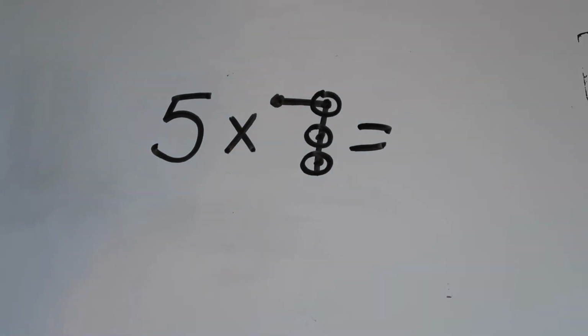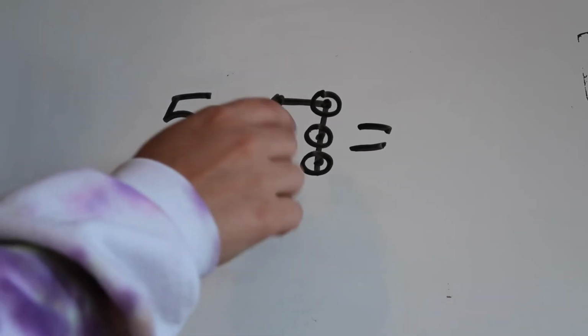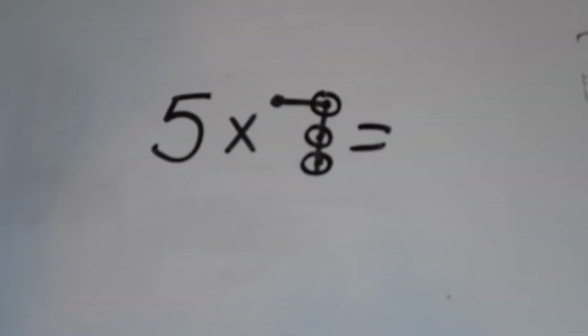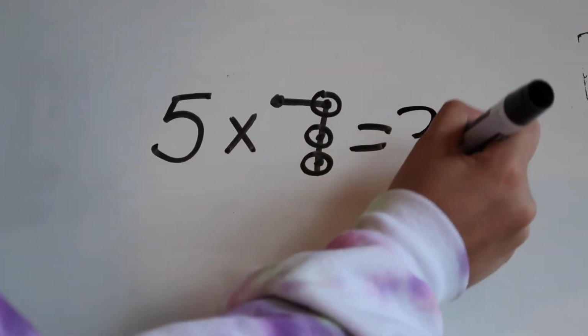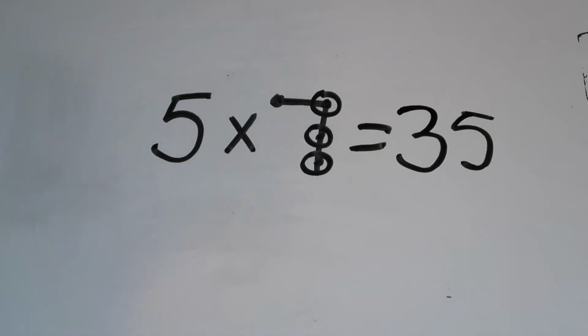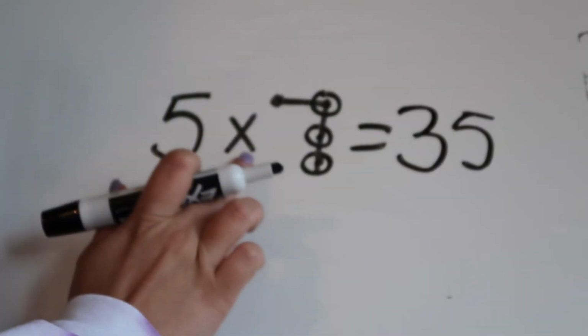So, same thing, I'm going to use my touch points and count by fives. So here we go. 5, 10, 15, 20, 25, 30, 35. So my answer to 5 times 7 equals 35.